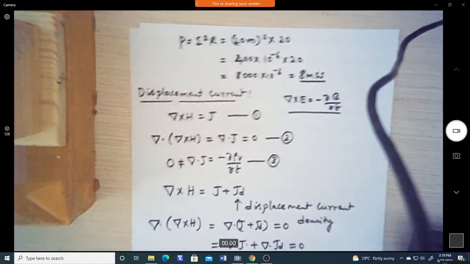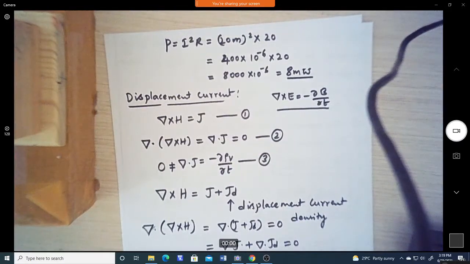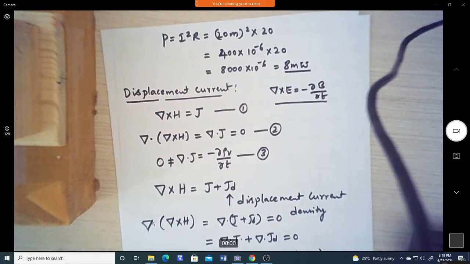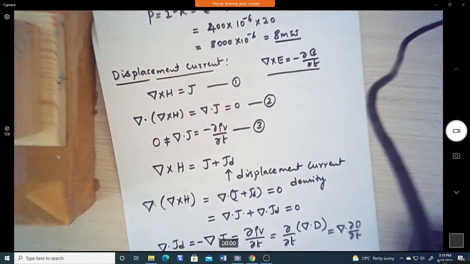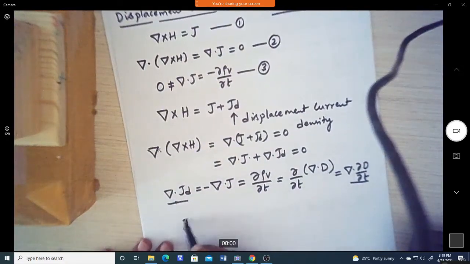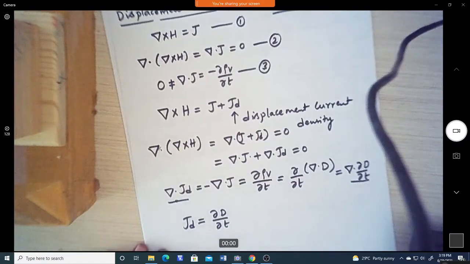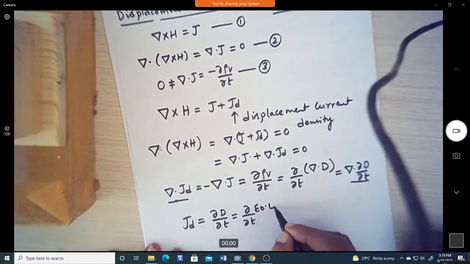From Gauss law, we know that rho V is equal to del dot D. This is a well known result: del dot D equals rho V, and if I take the del outside, we get del D by del t. Now you can observe that both of these are divergence equations. So we can write JD equal to del D by del t. And D, in terms of the electric field, is epsilon naught E.